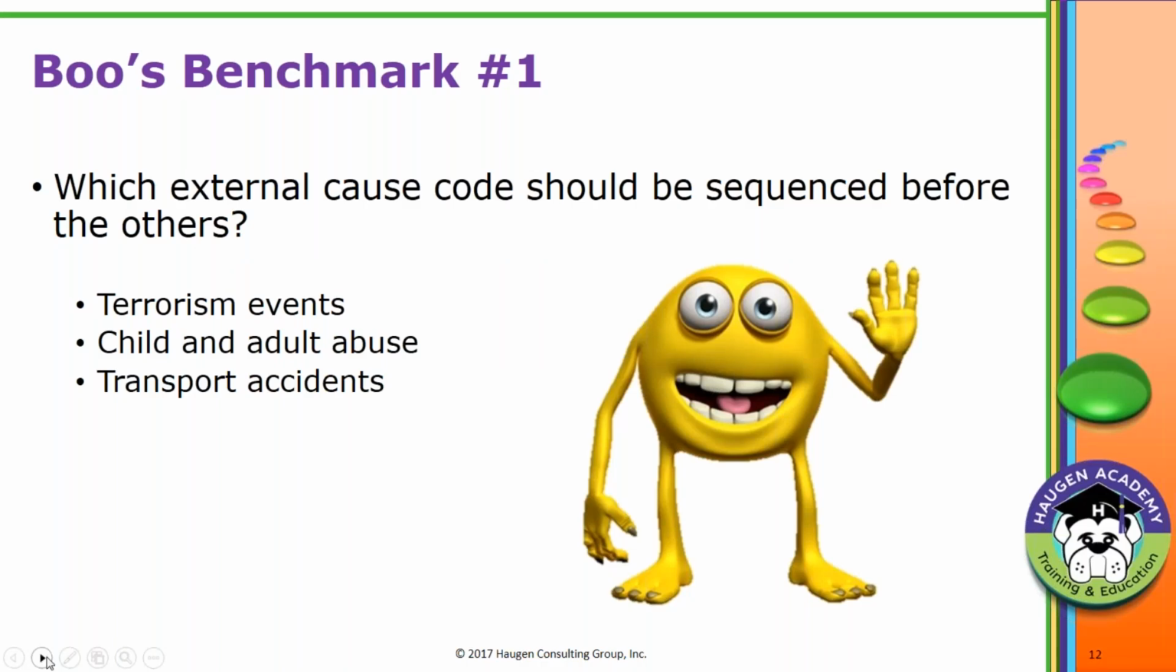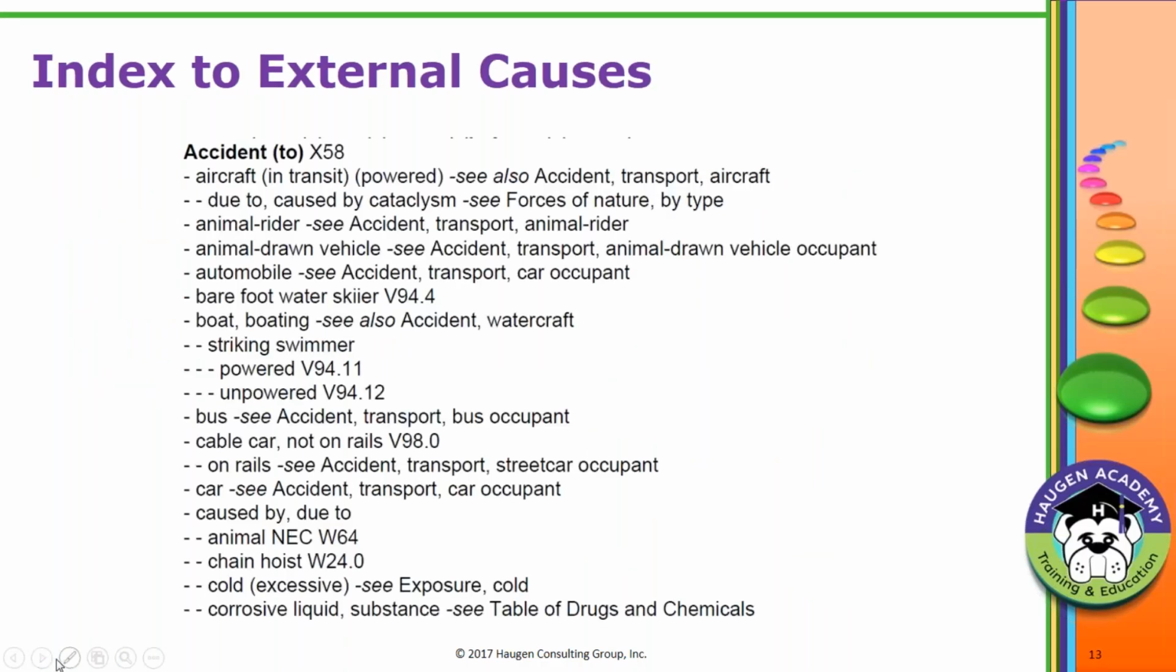All right, let's continue on here. Before we start really diving into these codes, for those of you that are still using an ICD-10 code book, which I think most of us are, or we're using that in conjunction with our encoders, remember, we always start in the index, and sometimes we forget where to find those. The index for external causes is separate from the index to the diseases and the injuries, and it's located after the table of drugs and chemicals. So that's where you're going to find those.